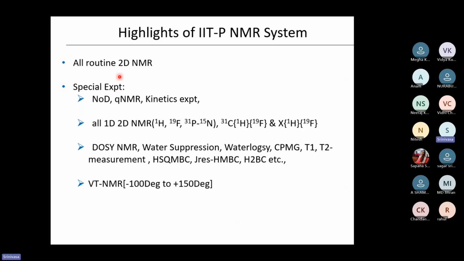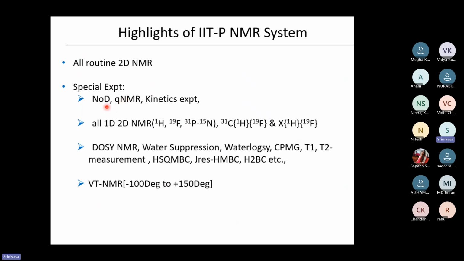The highlights of the instrument: you can do all the routine experiments, 1D and 2D NMR both. The nuclei you can do range from proton and fluorine plus phosphorus to nitrogen. It's completely a broadband range. Just to name a few, you can do boron, aluminium, silicon, selenium, platinum, tellurium, lead, lithium, sodium. These experiments are possible with your system.